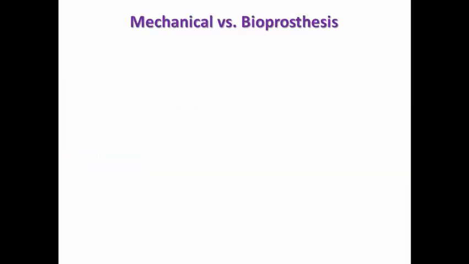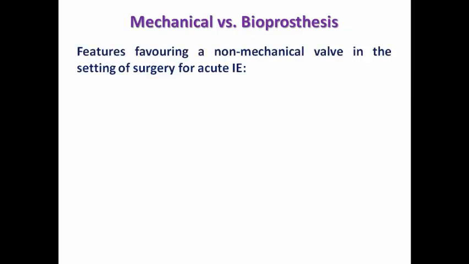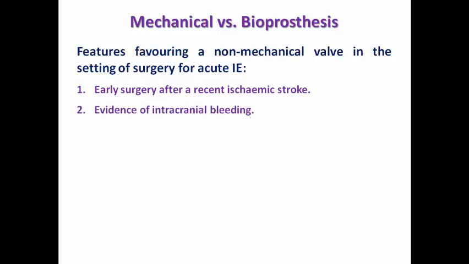And another debate, mechanical or bioprosthetic valve, is still not answered. But there are some features that may favor a non-mechanical valve in the setting of endocarditis. For example, early surgery after a recent ischemic stroke. I want to avoid anticoagulation as much as I can to reduce the risk of hemorrhagic transformation, or in case of evidence of intracranial bleeding. Of course, I want to avoid any anticoagulation after surgery.